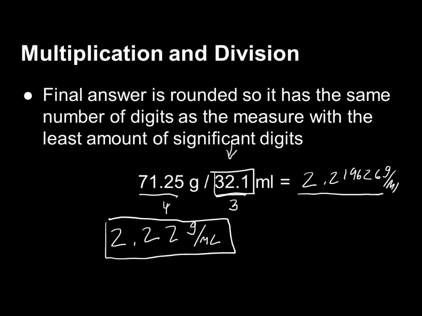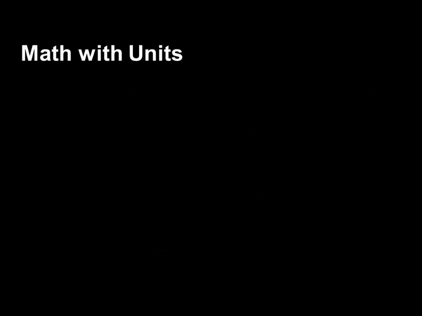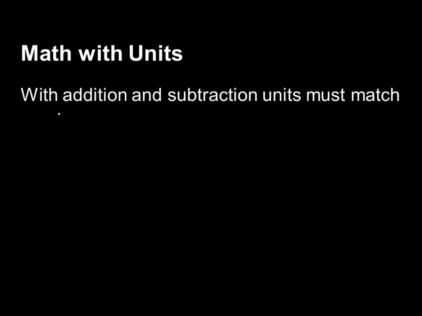And that has the same precision as our least precise number in multiplication and division. Now, when you're doing math with units, I briefly touched on this, you have to be sure that if you're adding and subtracting, units must match. So if you're going to take 12 milliliters plus 13 milliliters, you're going to get 25 milliliters.